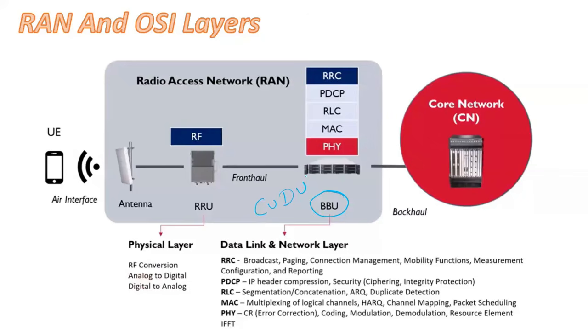So remember, I have shown this slide. Remember, in the BBU we have various protocols like RRC, PDCP, RLC, MAC, and the physical layer, and RF in the RRU. Okay, so what will happen if the BBU is separated into a centralized unit and a distributed unit? The protocols will also be divided, or you can say distributed, right? That's why we have to learn the functional split.